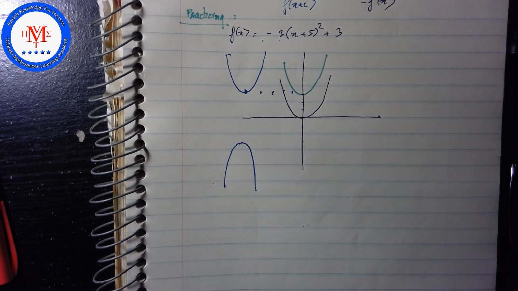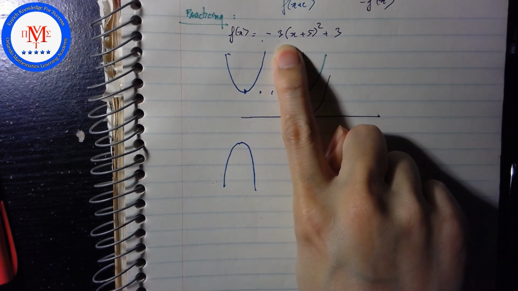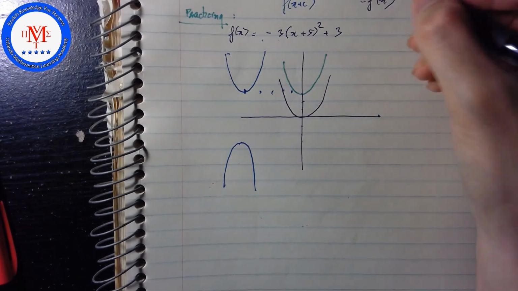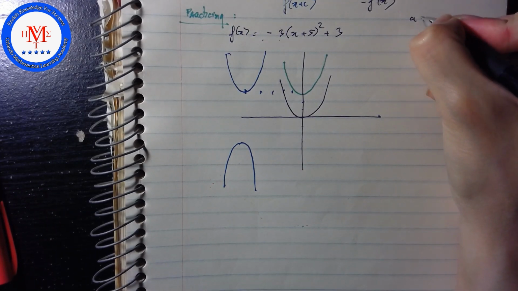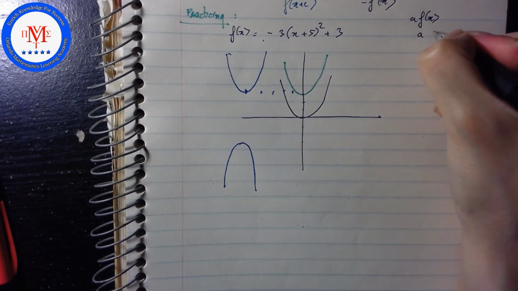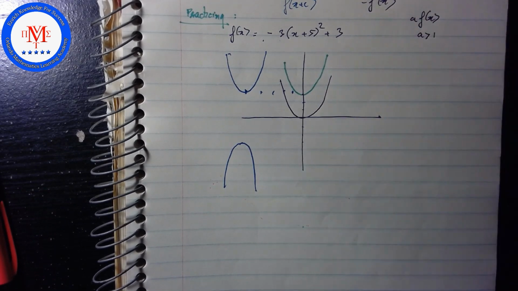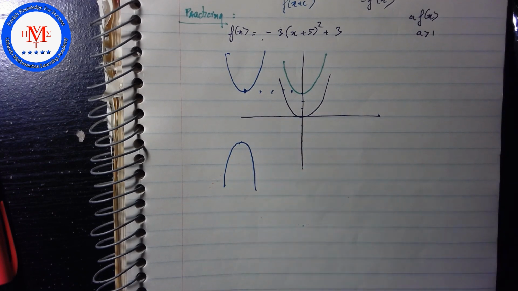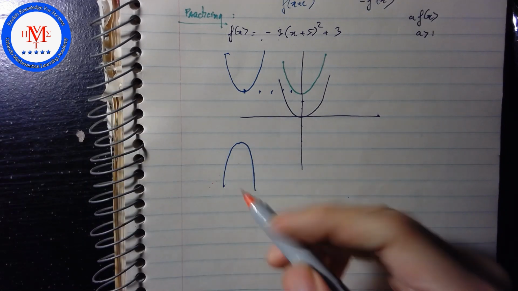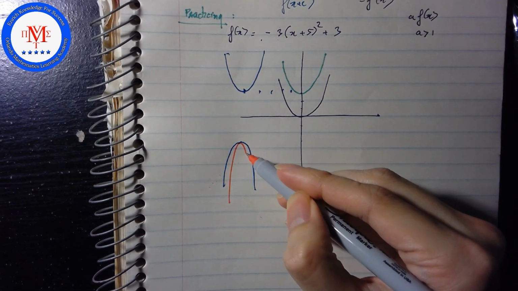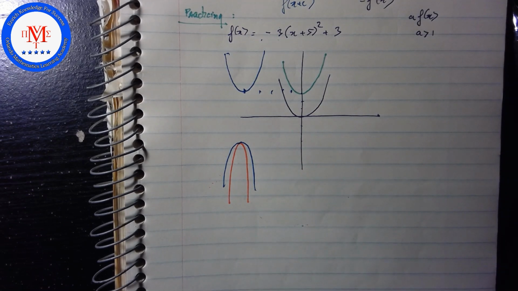Okay. Then afterward, I need to have it stretch vertically by the factor of 3, because it's in the form a f(x), with a greater than 1. Okay. So by the factor of 3, the new function will become something like this. So what we're doing is just sketching the graph. We don't really graph it.